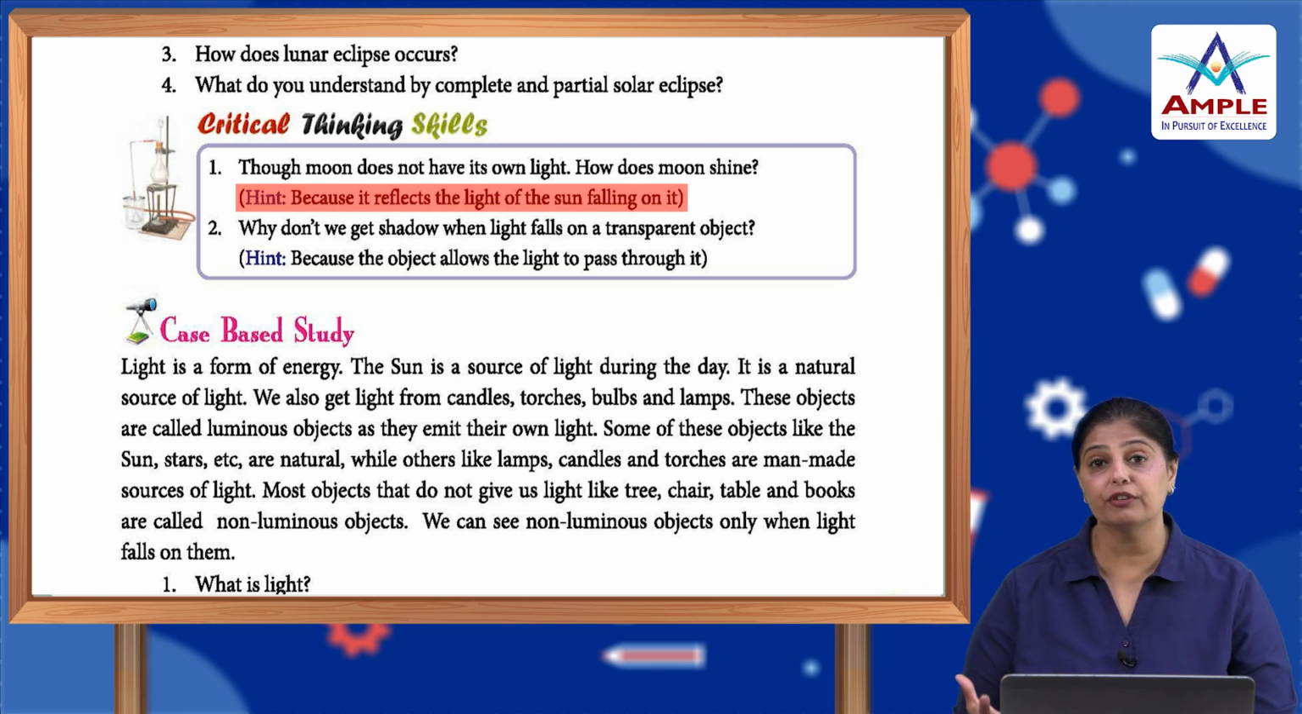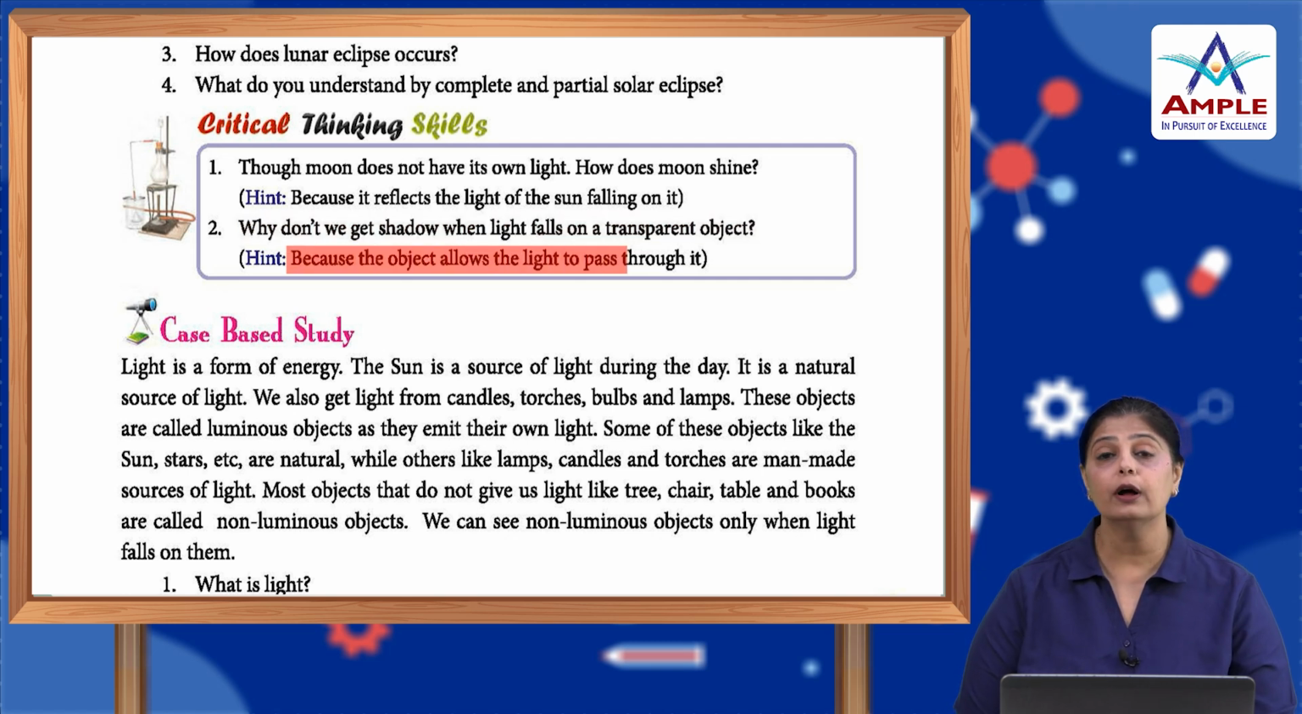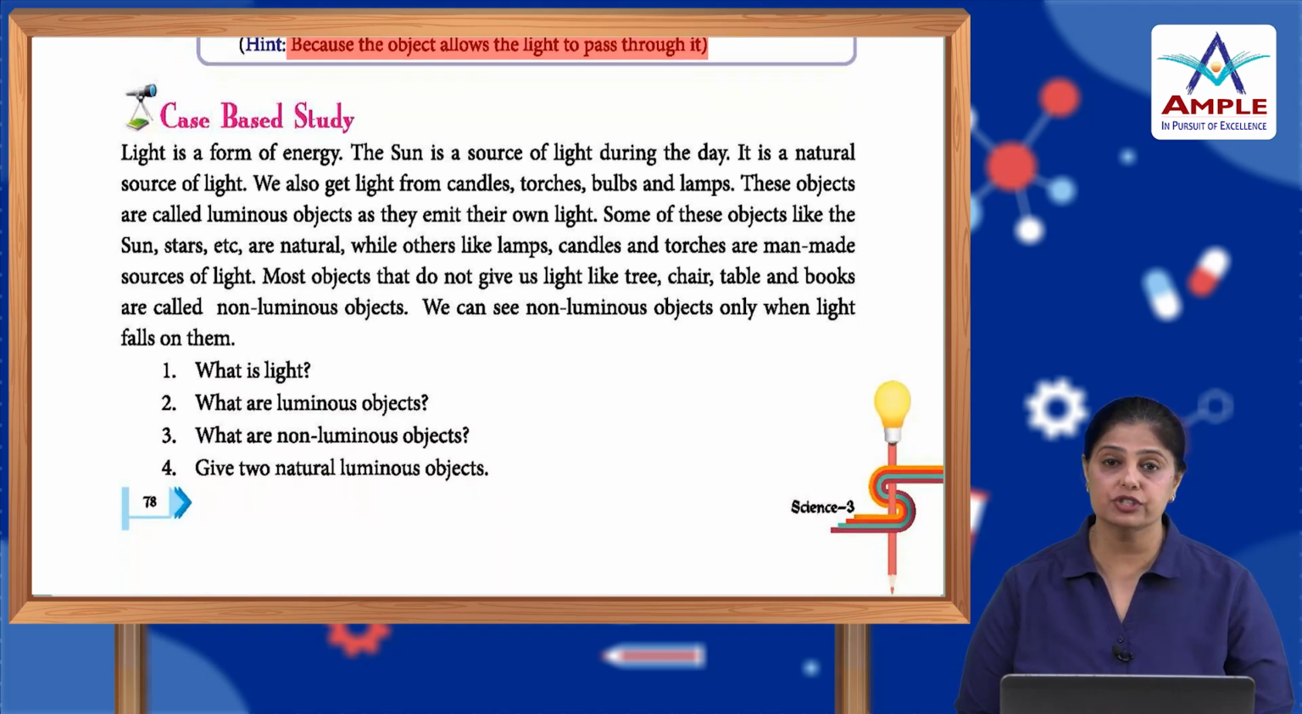Okay, and then it reflects the light that it gets from the sun. Why don't we get a shadow when light falls on a transparent object? Because the object allows the light to pass through it. Okay, and that's why we don't get a shadow.